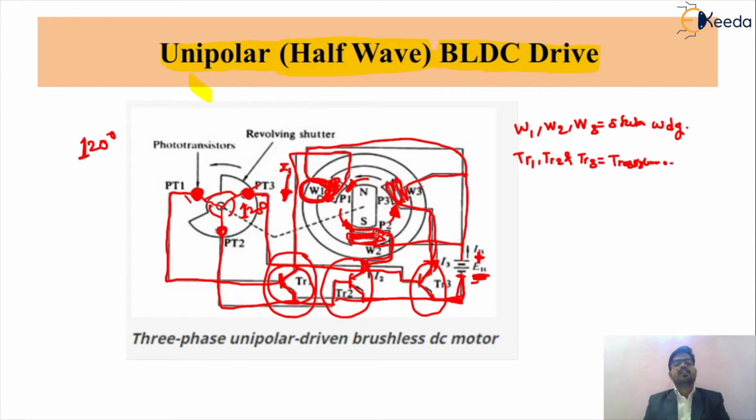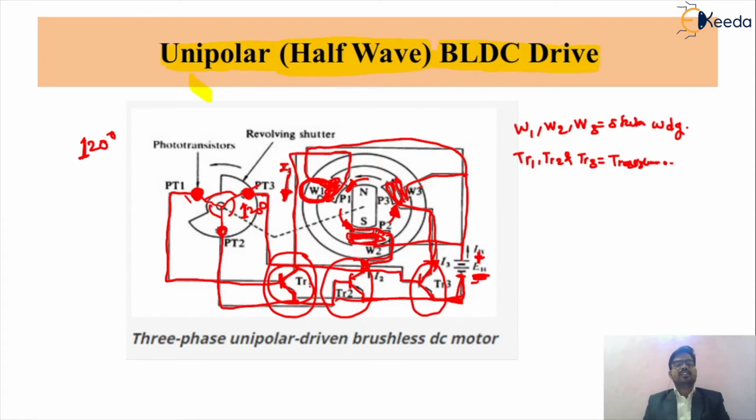So friends, to overcome these limitations, we can connect one freewheeling diode across the particular transistor. This freewheeling diode freewheels, that is, it circulates the current through the circuit, so the damage to the transistor may be avoided.